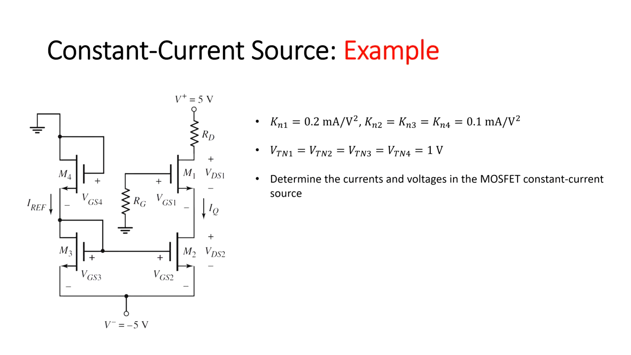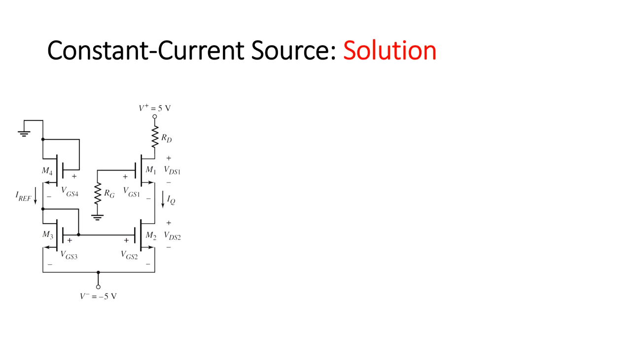In the example, based on the given transistor parameters, we need to determine the currents and voltages in the MOSFET constant current source. By using the expression just derived, the gate to source voltage of M3 and the current IQ at the right branch can be found.